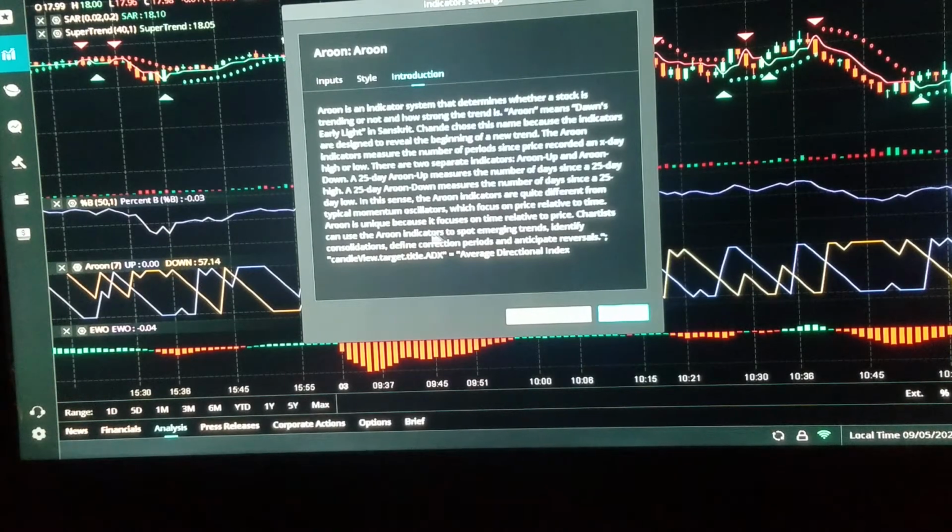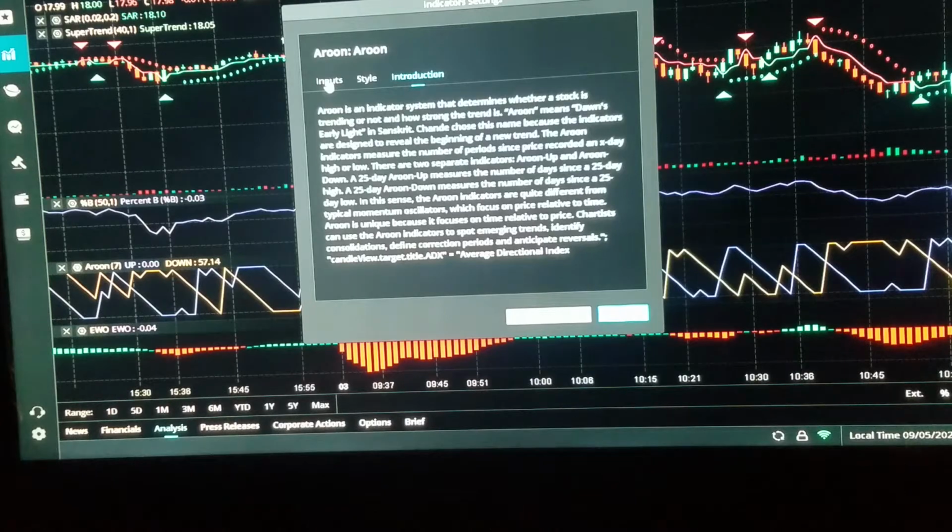Chartists can use the AROON indicators to spot emerging trends, identify consolidations, define correction periods, and anticipate reversals. ADX equals average directional index, something we've covered before.